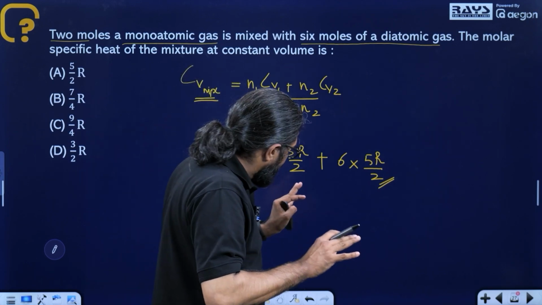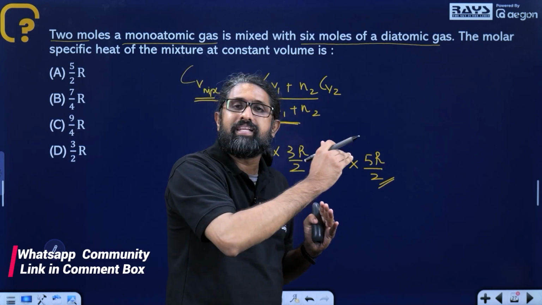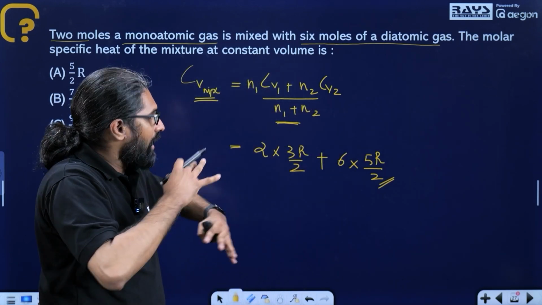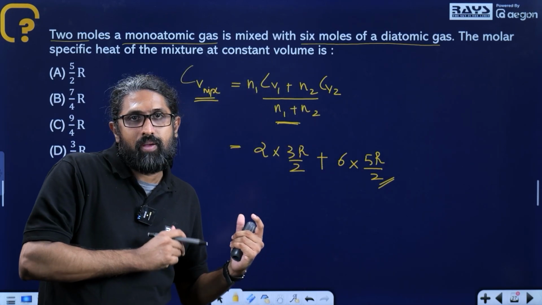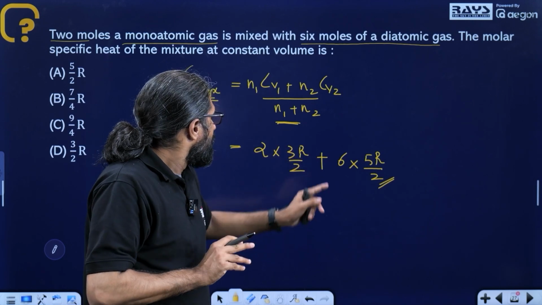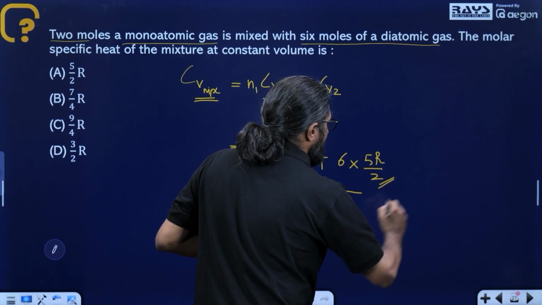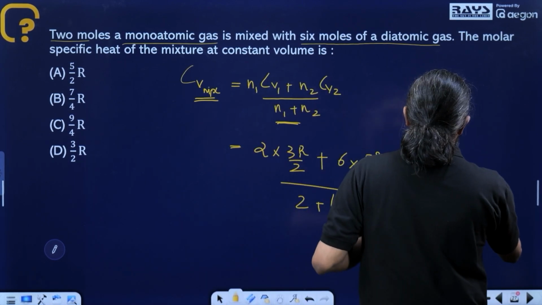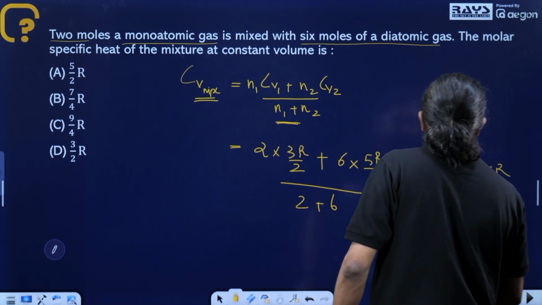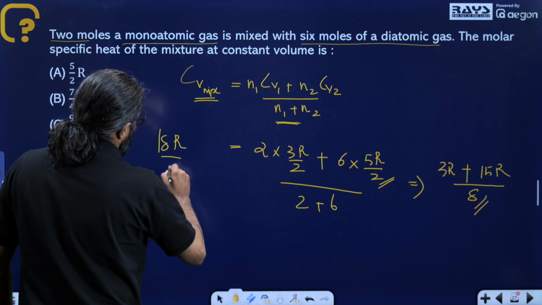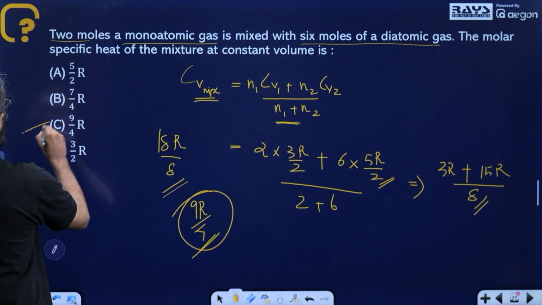And we are neglecting the vibrational modes here, because vibrational modes are activated only at very, very high temperatures. So unless it is specified that it's a very high temperature case, and unless it is specially mentioned that you have to consider the vibrational modes, we don't have to consider it. So now, this is what we have, divided by N1 is 2 and N2 is 6. This would amount to 3R plus 15R divided by 8, that is 18R by 8. That is basically 9R by 4. 9R by 4 is the answer. Option C is the correct one.